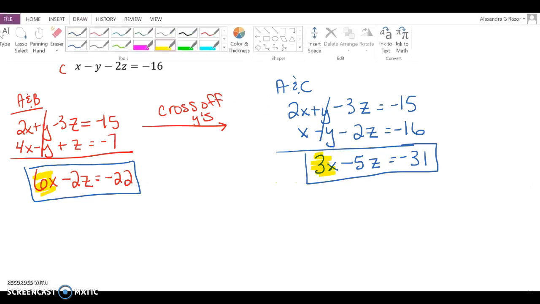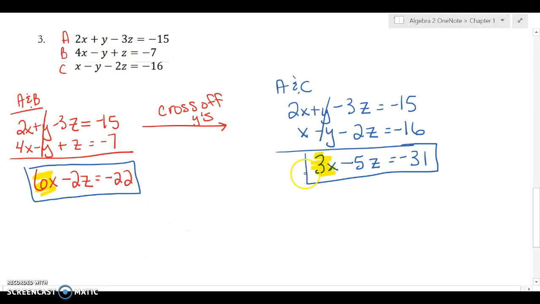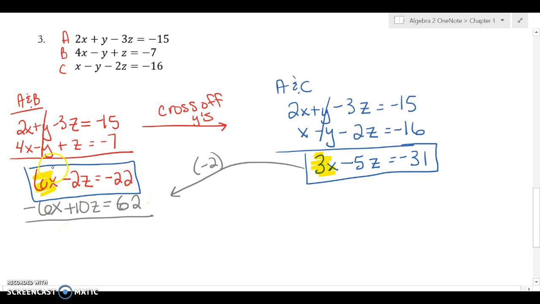And so the number that I get for 3 and 6 is 6. And so I'm going to make this one down here a negative 6. And so when I bring it over, I'm going to multiply everything by negative 2. So I get negative 6x plus 10z equals positive 62 because I multiplied by a negative. Now my x's are gone, and I get 8z is 40, and so z is 5.